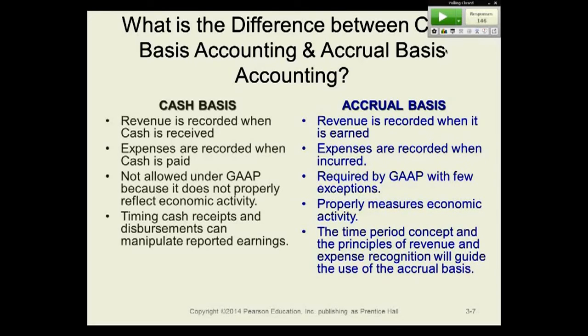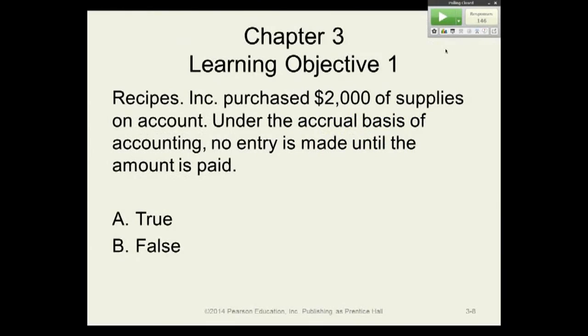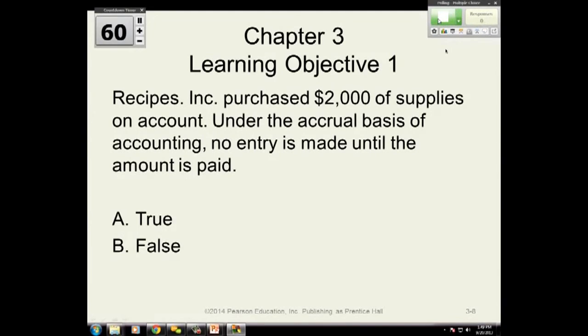So let's be sure, I'll ask you a couple of questions on this, and then we'll move on to some of these concepts. So let's take a look at a couple of questions to make sure you understand cash versus accrual. And the first one tells you that Recipes, Inc. purchases 2,000 of supplies on account. Under the accrual basis of accounting, no entry is made until, of course, the account is paid. So let's just see if we have any questions on this. This should be easy. Some of these are very easy.